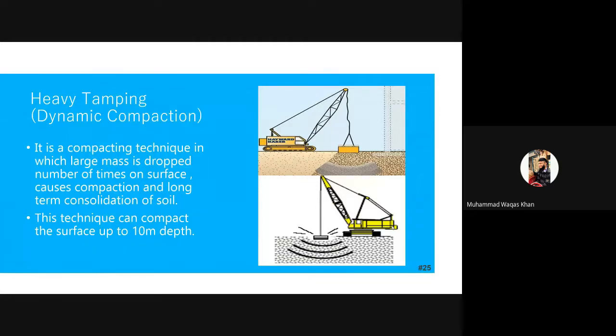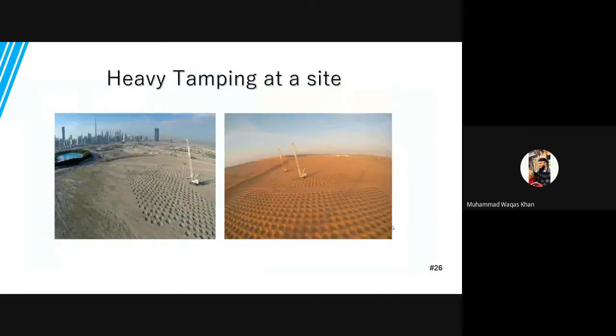As the name suggests, we have to lift the hammer to a certain height, and then we subject the hammer to free fall motion, and due to the impact of the hammer on the soil layer, compaction takes place. This technique can compact the soil up to 10 meter depth. So this is the depth up to which this compaction technique can work, which is 10 meter. Here are pictures of some heavy tamping occurring at sites.